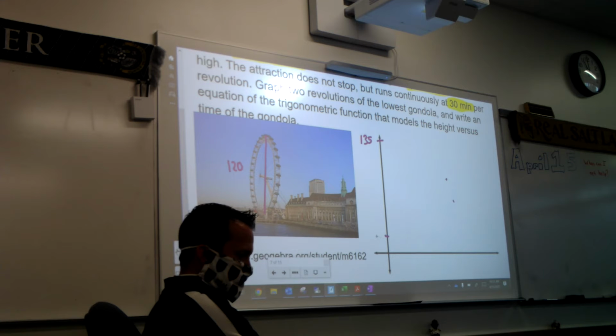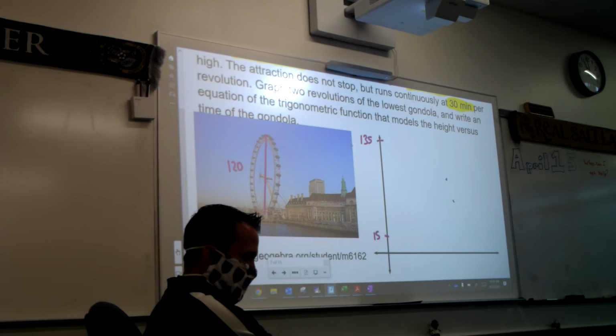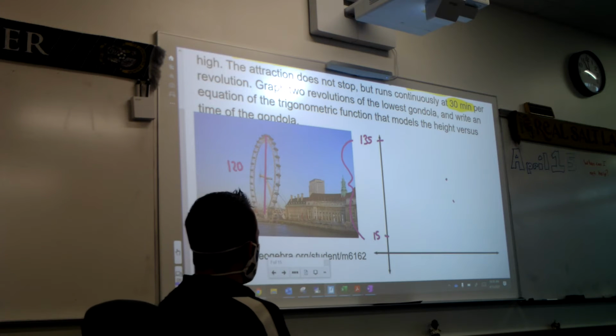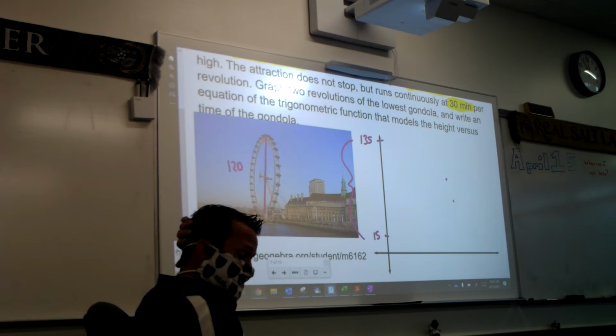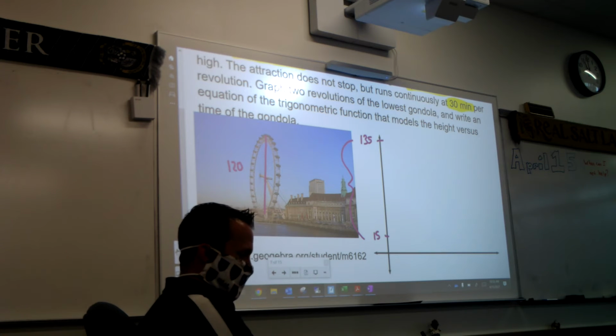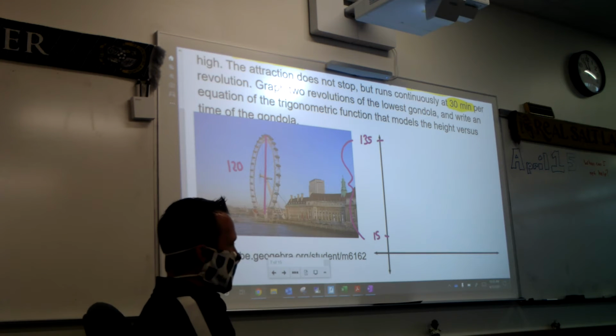It is 15. Now, why are we 15 off the ground? Why isn't the highest point 120? So those poor gondolas don't scrape their little feet off the floor. We don't want them to crash, right?